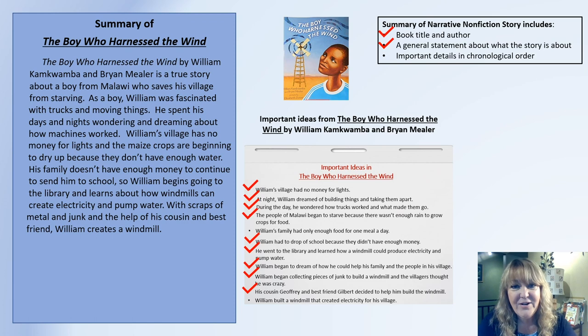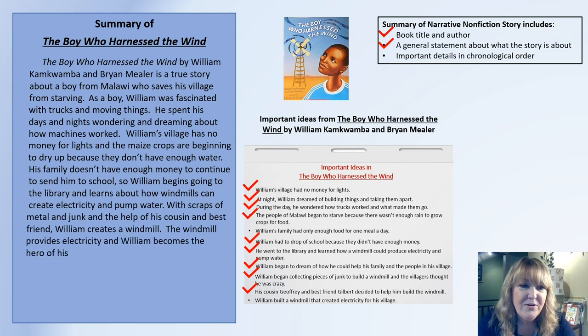All right, looking at our important ideas chart, it looks like we are almost to the end of our story and our summary. Looking back, it looks like we've got most everything but the idea that with the help of his cousin and his friend, he did build the windmill, but that it did provide electricity. And in many ways, this idea that William kind of became a hero in his village. Let's try this sentence. "The windmill provides electricity and William becomes the hero of his village."